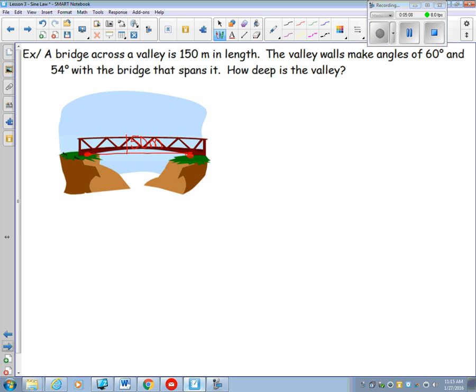The valley walls, that's these little pieces right here, right? Valley walls make angles of 60 and 54 with the bridge. So I'll say, well, this one's 60. I'll say this one's 54. And I want to know how deep the valley is. Well, the depth of the valley is the part that's straight down here, right? That part right there, which kind of looks like right angle triangles.